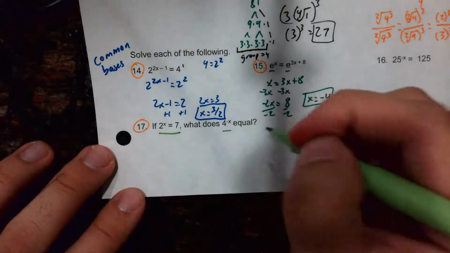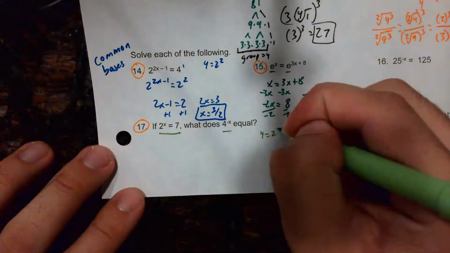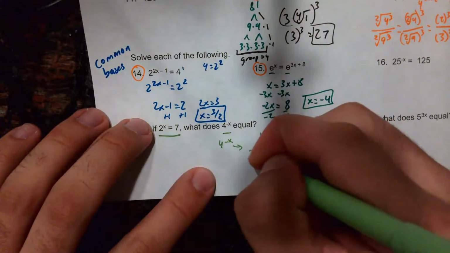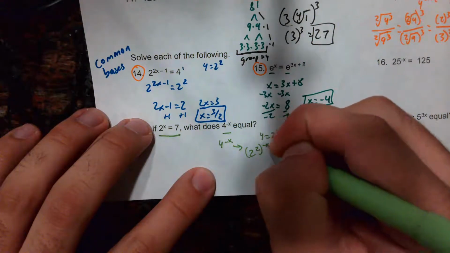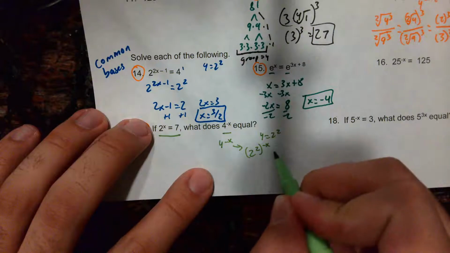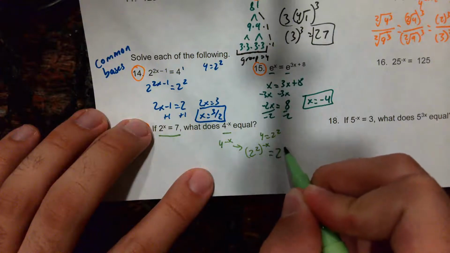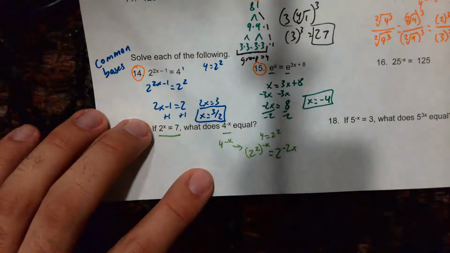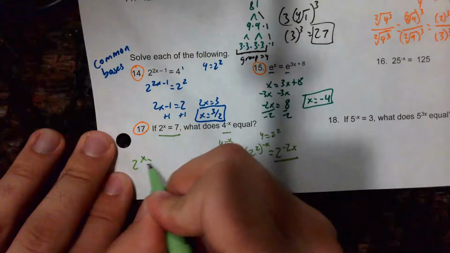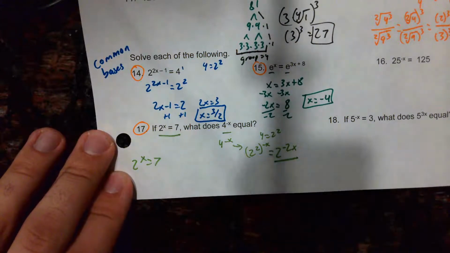4 is 2 squared. So 4 to the negative x is just 2 squared to the negative x. I have an exponent raised to an exponent, so I multiply them together. So that's going to be 2 to the negative 2x. All right, so I'm looking for what this equals. I currently know, hey, 2 to the x equals 7. I need to know what this 2 to the negative 2x equals.